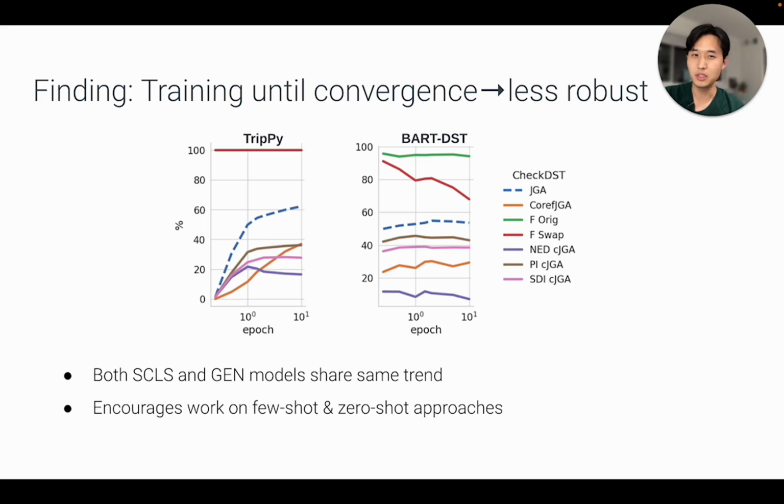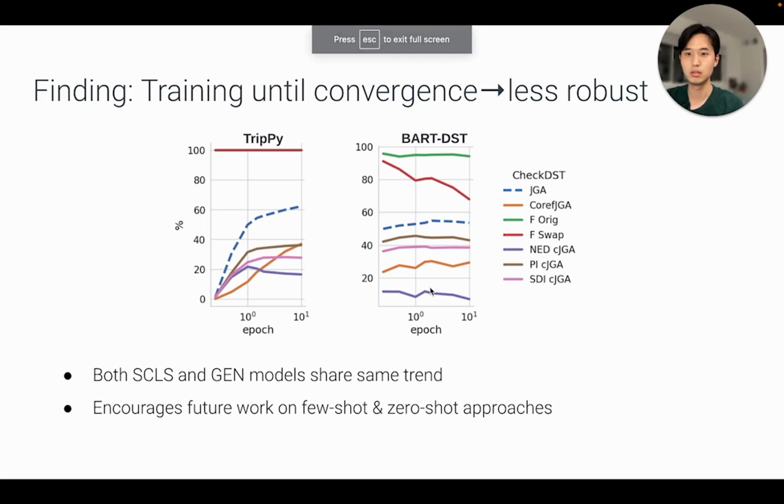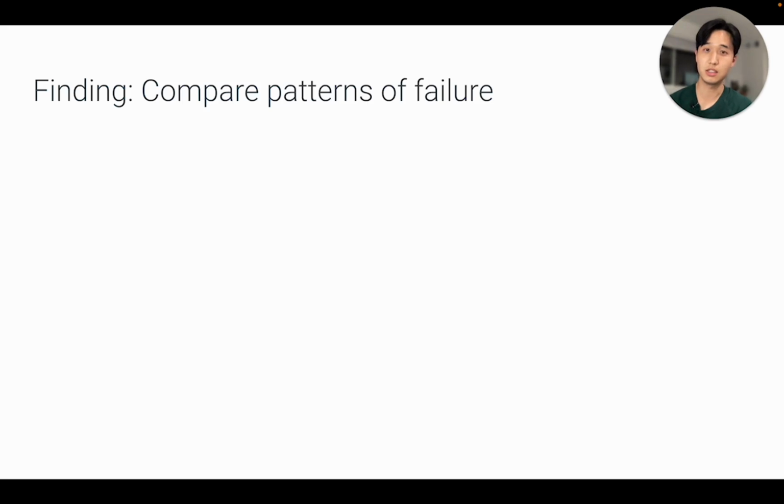And for the generation models, surprisingly, even before reaching the end of the first training epoch, some metrics were deteriorating already and also very rapidly. These results encourage future work on few-shot and zero-shot approaches that require little to no fine-tuning.